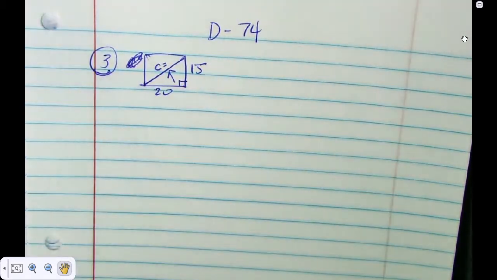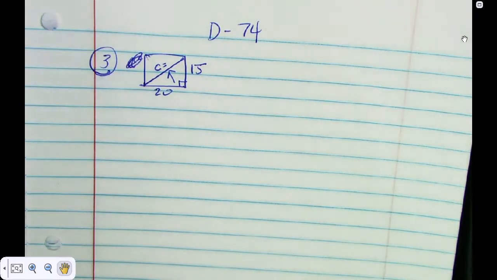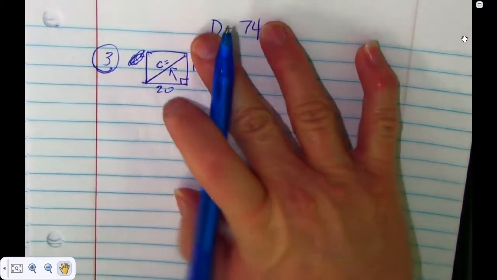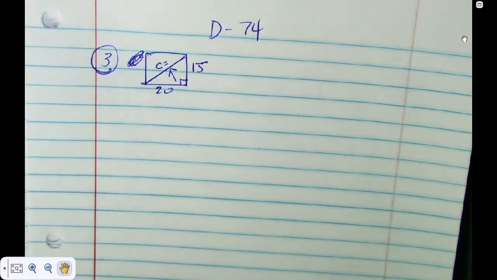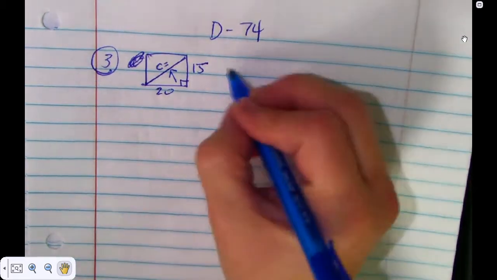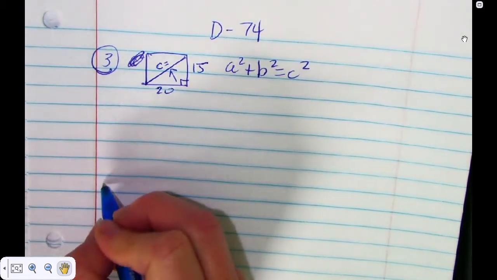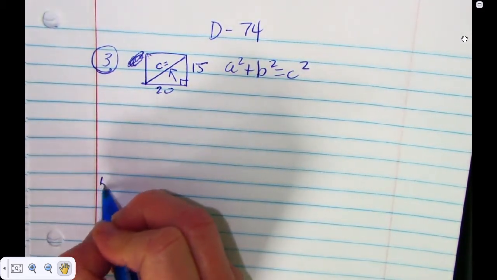Tomorrow, we're not going to be finding C. We're going to be finding A and B. But if you understand this, it's no big deal. It's not even hardly any different. You'll see. Okay, so we're going to go A squared plus B squared equals C squared. Skip about 6 lines. Going to do number 5.